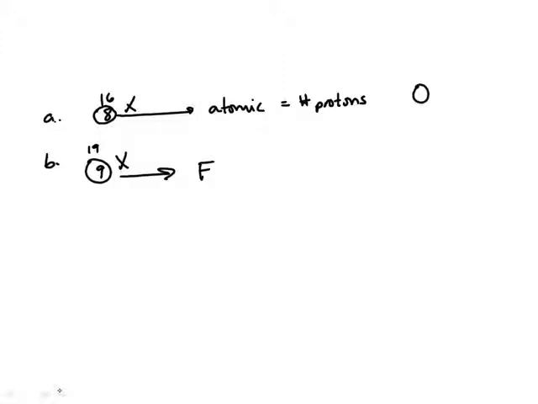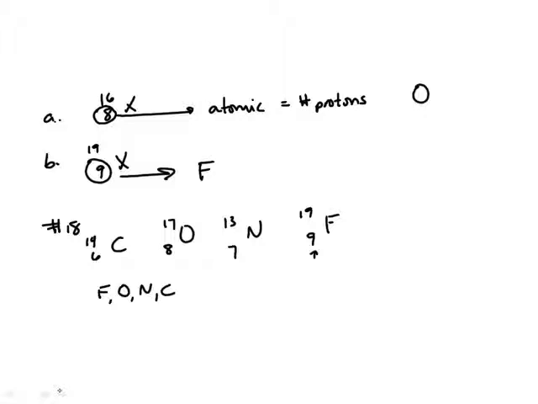Okay, number 18. Arrange the following atoms in the orders specified. So we have carbon 14, 6. We have oxygen 17, 8. Nitrogen 13, 7. And fluorine 19, 9. A says order of decreasing atomic number. So that would be these numbers here. So it would be fluorine, then oxygen, then nitrogen, then carbon. That's A. For B, order of increasing mass number, well, that's this number up here. So we start with the smallest, which would be nitrogen, then carbon, then oxygen, then fluorine.